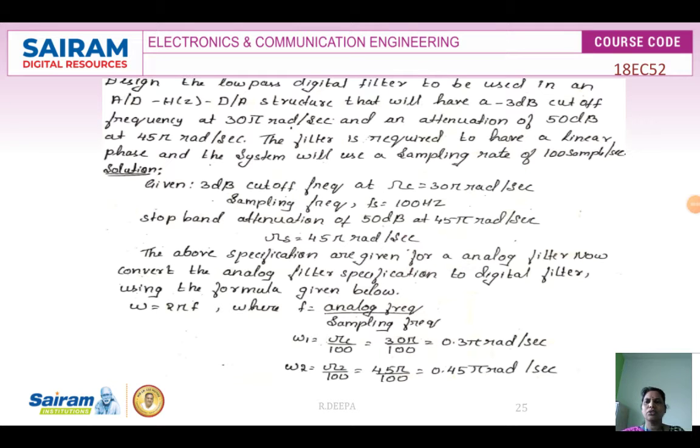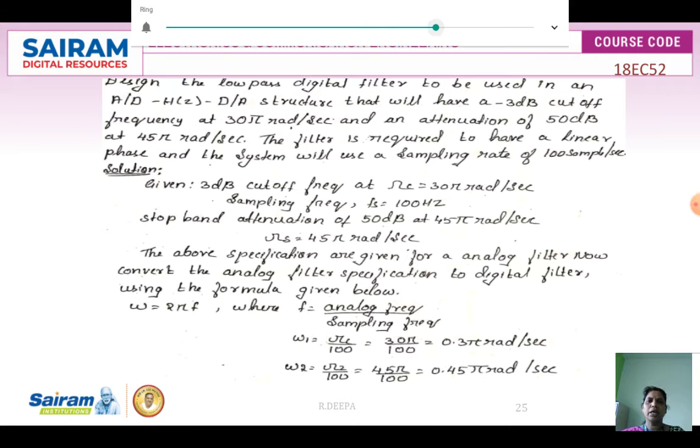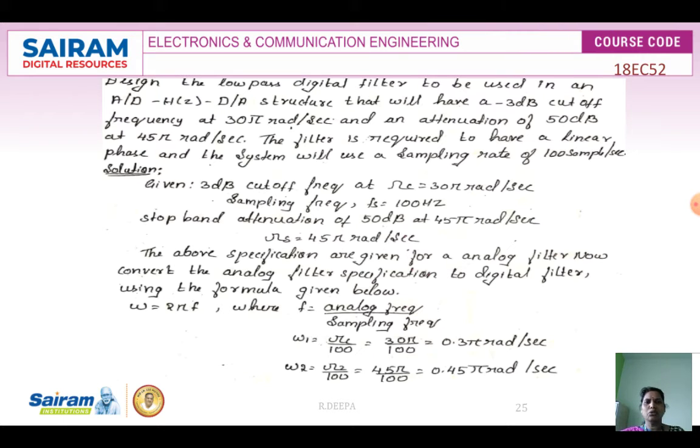In today's class you are going to learn about the design of FIR filters using the Hamming window. In the last two classes you have learned how to design an FIR filter using a rectangular window. In today's class we are going to do it with the help of the Hamming window. Okay. So let us see what is the problem statement they have given.